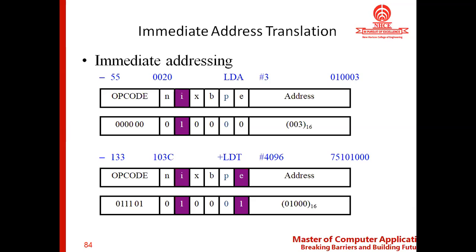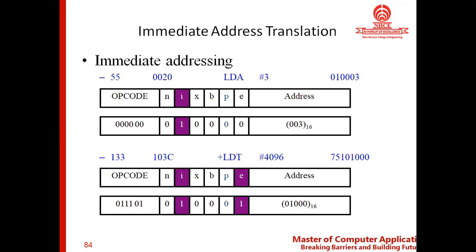So 74 is your LDT value. And again, N and I will become 0, 1, 1, X is 0, then B and P will be 0. Now there is a change in E bit. Compared with the previous instruction, since that was following format 3, E bit is 0, whereas here E bit is 1 because it follows format 4.